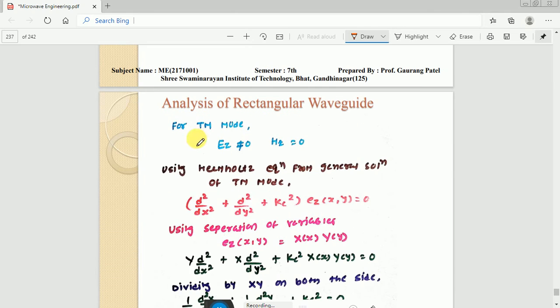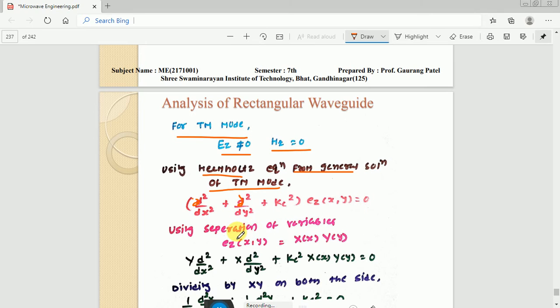So, the condition for TM mode is that the magnetic field component in the direction of propagation is 0 and the electric field component in the direction of propagation is not 0. And using the Helmholtz equation from the general solution of TM mode that we derived in the last class, the equation is del square divided by del x square plus del square divided by del y square plus kc square into Z(x,y) is equal to 0.